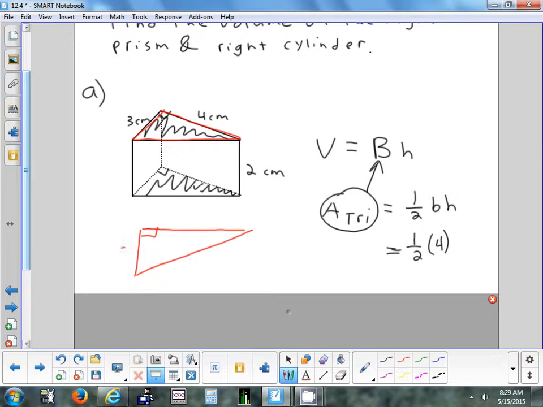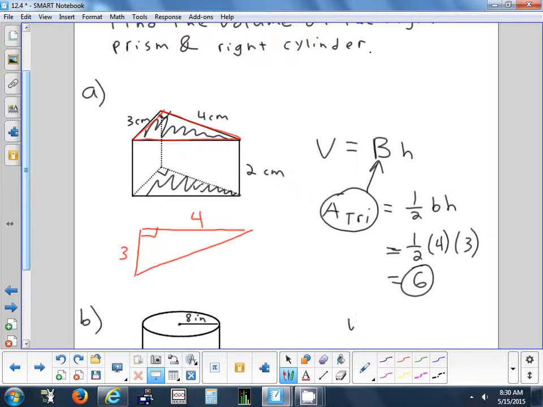This side is 3. That side's 4. All right, so the area of a triangle is 1/2. Luke said the length of the base was 4. What's the height of the triangle? 3. Yep. Okay, so the 2 doesn't really have anything to do with the base. It has to do with how far apart the bases are, but it's not the height of the base. It's the distance between them. All right, so we can do this out. 1/2 of 4 is 2 times 3 is 6. That's the area of my base, 6.